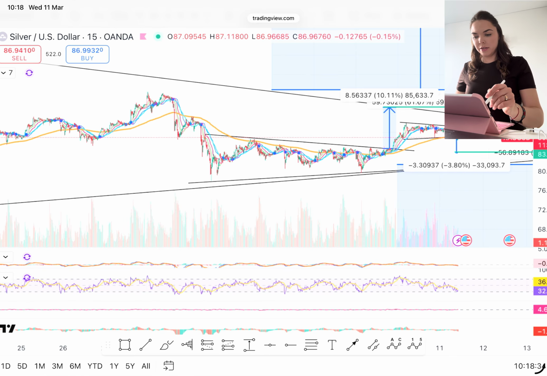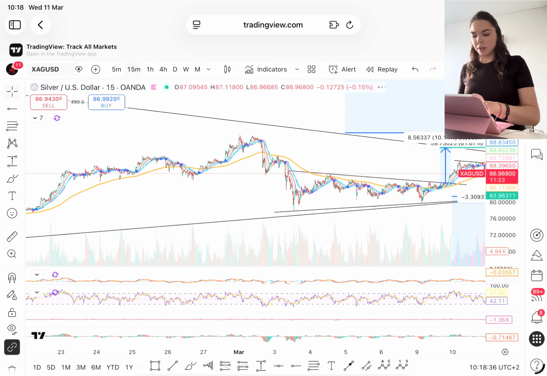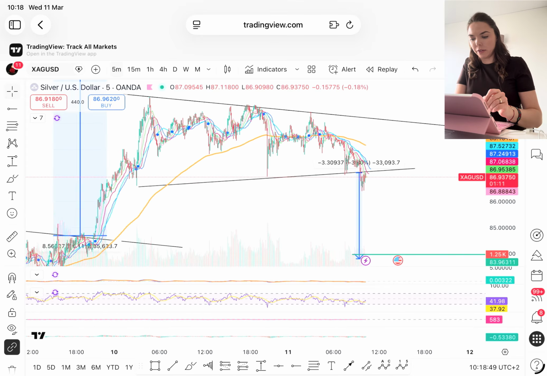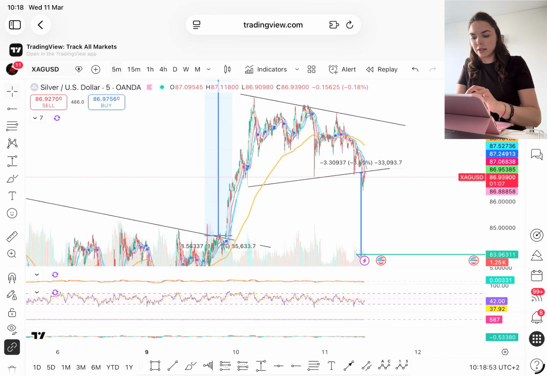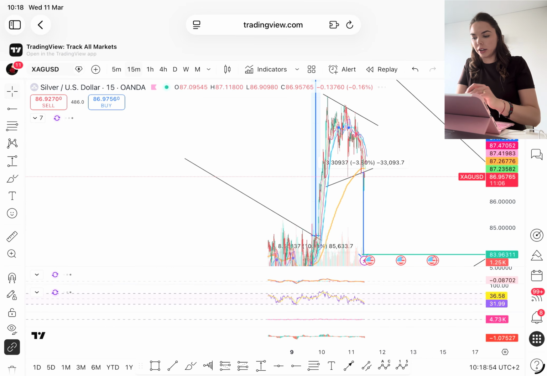Sometimes it's quite challenging to work with an iPad, but I really like this pencil for drawing. So what's the actual situation right now? It seems like in the 5 minute time frame it's going to be testing this little triangle that we found in the 50 minute, and this triangle is going to test the biggest one that we have in the 1 hour.